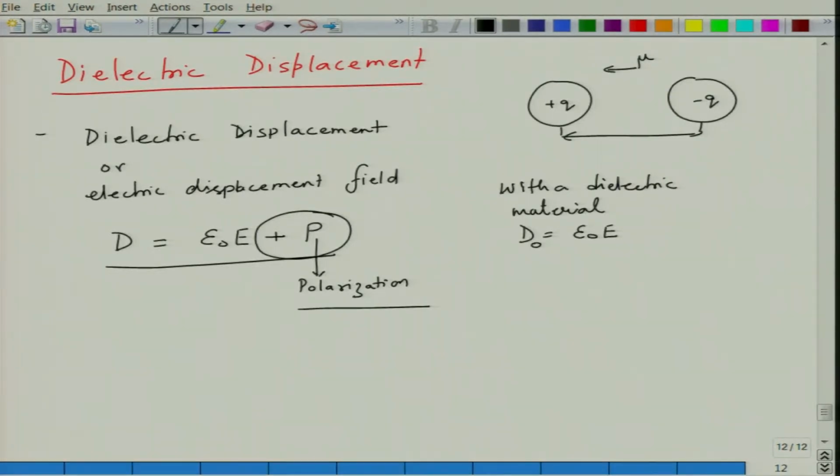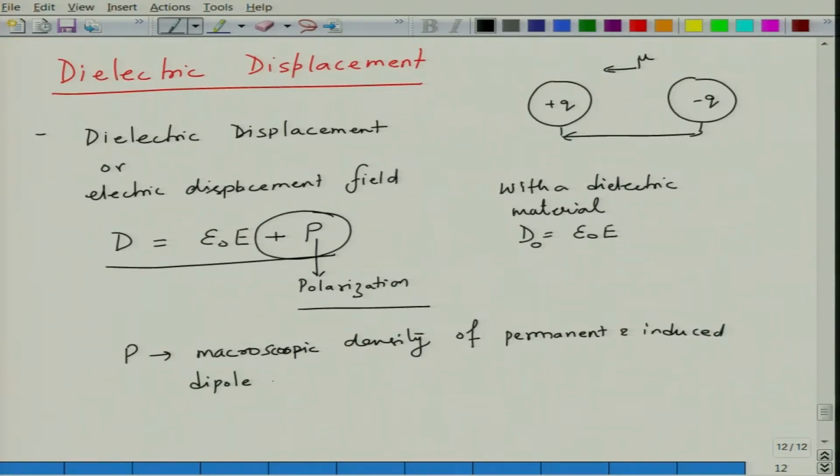Epsilon naught is the permittivity of free space, E is the field that you have applied, and P is the macroscopic density of, you can say, permanent and induced dipole moments in a material.